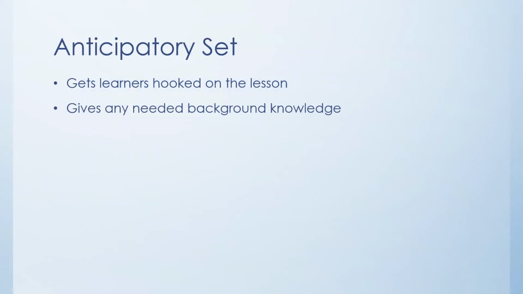So the anticipatory set gets the learners hooked on the lesson, and it gives any needed background knowledge. So for example, in our lesson about character traits in Charlotte's Web, I might start by getting them hooked on the lesson by asking them to think about what their own character traits are. How would somebody else describe you? So this way I'm giving them the needed background knowledge about character traits and what that word means. So I might go over what that word means. And again, I might do something that's a little bit fun, like how would your friends describe you? Or how would you describe yourself? What are your own character traits?